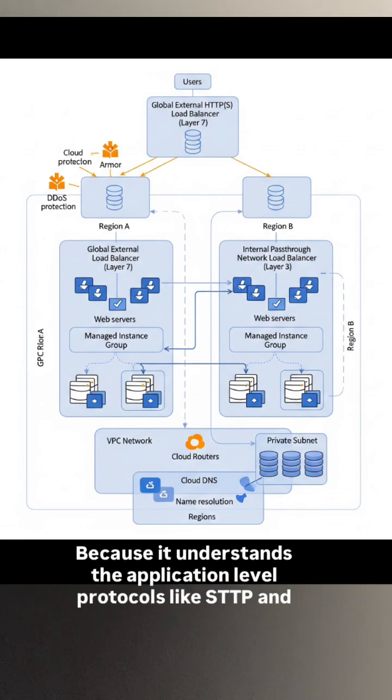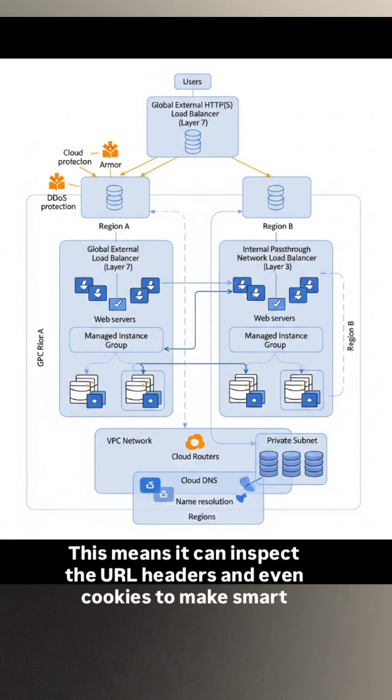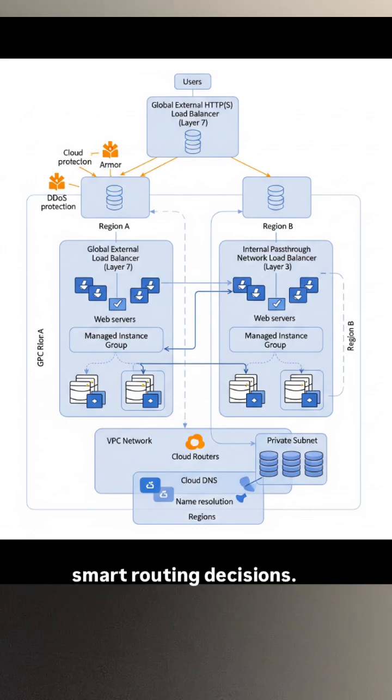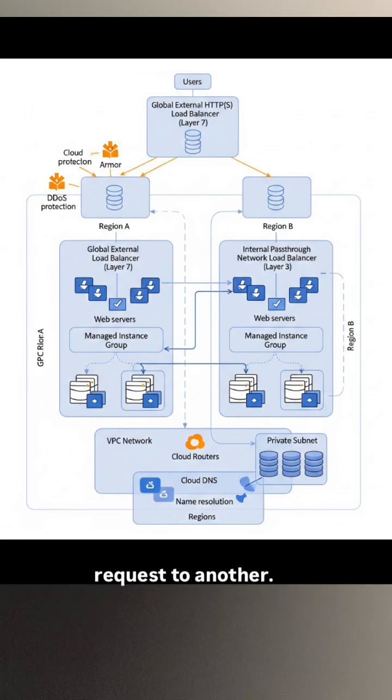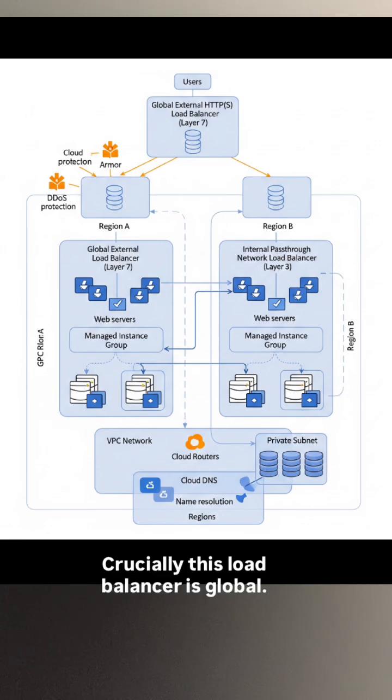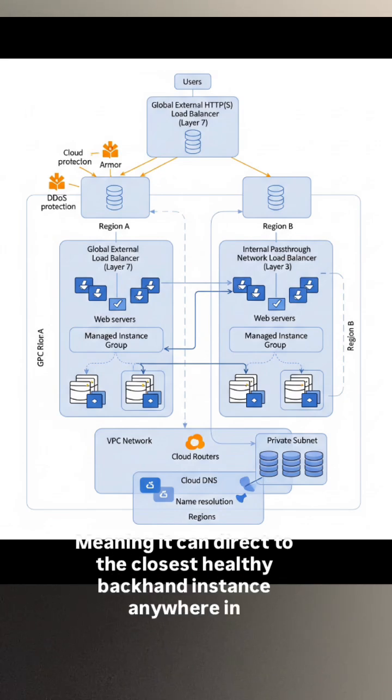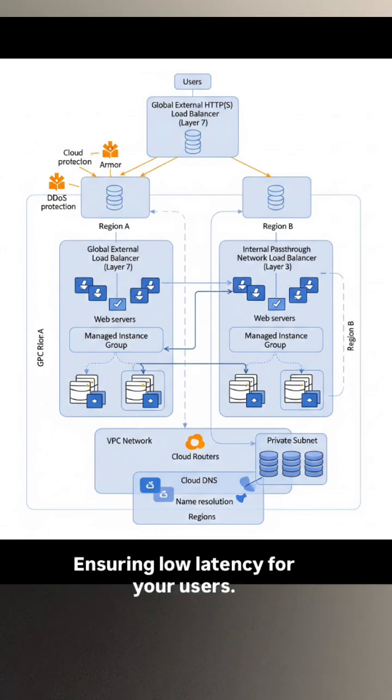Why layer 7? Because it understands the application level protocols like HTTP and HTTPS. This means it can inspect the URL, headers, and even cookies to make smart routing decisions. For example, it can send requests for images to one of the servers and API requests to another. Crucially, this load balancer is global, meaning it can direct traffic to the closest healthy backend instance anywhere in the world, ensuring low latency for your users.